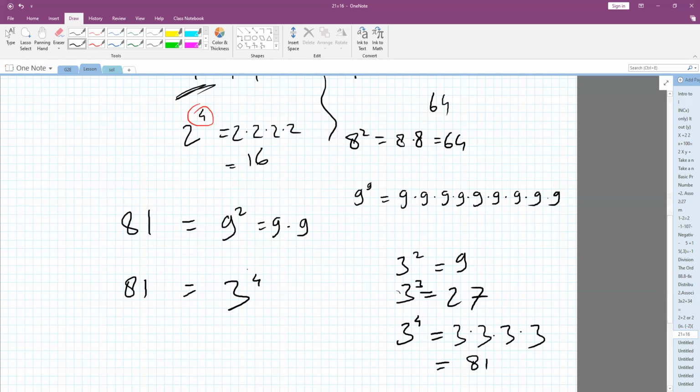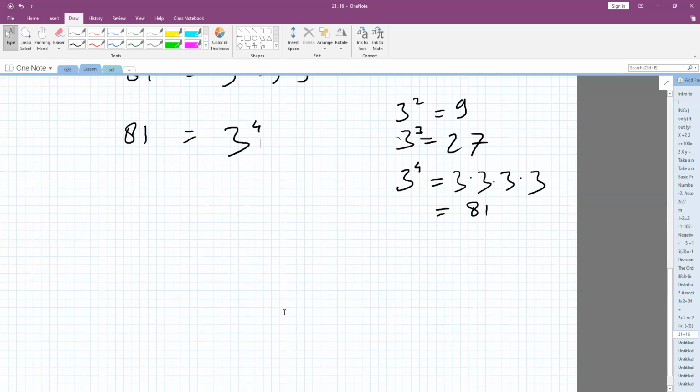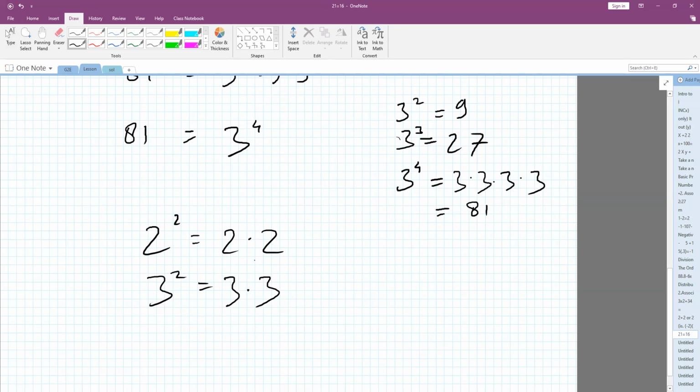So you see, if you have a number and then you put a power to it, that simply means multiplying the same number. For example, 2 to the power of 2 gives you 2 times 2, or 3 to the power of 2 gives you 3 times 3. Okay, remember, 3 to the power of 2 is not 3 times 2. So this is not correct.